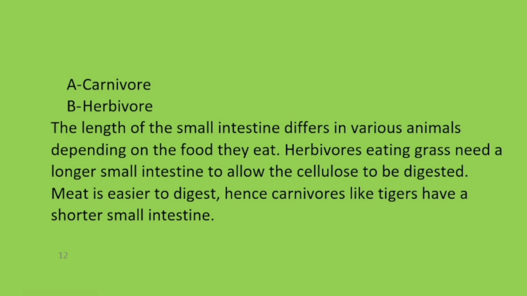So the length of the small intestine differs in various animals depending on the food they eat. Herbivores eating grass need a longer small intestine to allow the cellulose to be digested. Meat is easier to digest, hence carnivores like tigers have a shorter small intestine.